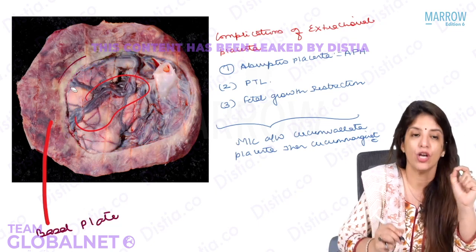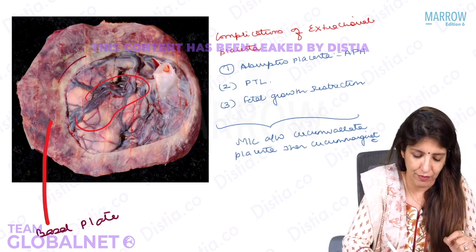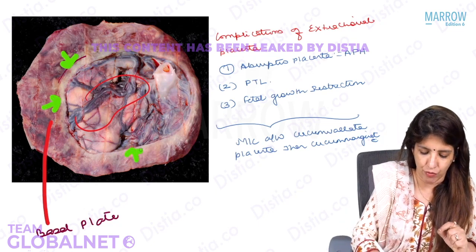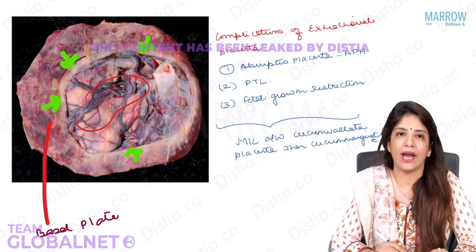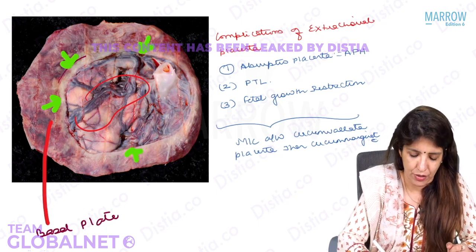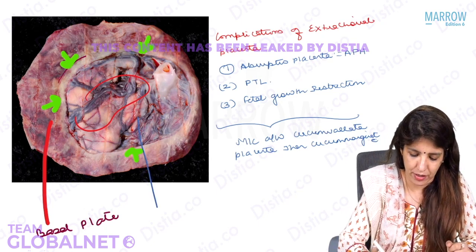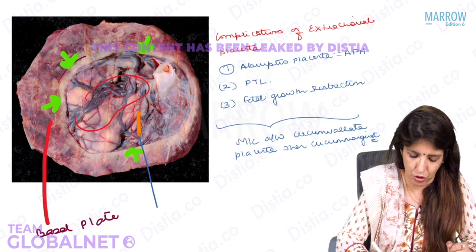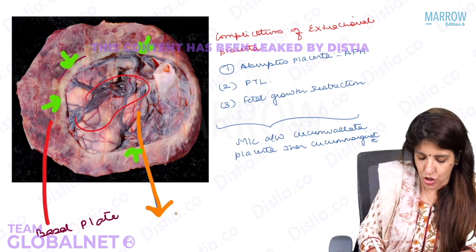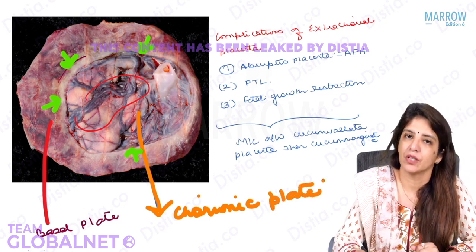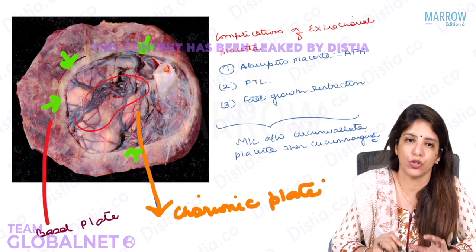I am erasing it so that you can see this valve-like folding properly. I have marked the arrow on the valve-like folding. Right? And can you see that the fetal blood vessels are restricted to the chorionic plate? So I'm marking the chorionic plate with a different color. This orange colored line is the chorionic plate. The orange arrow is pointing towards the chorionic plate.